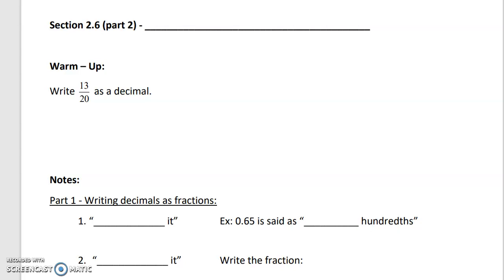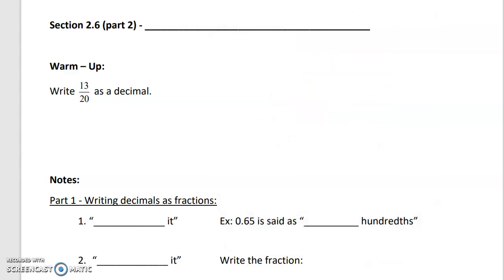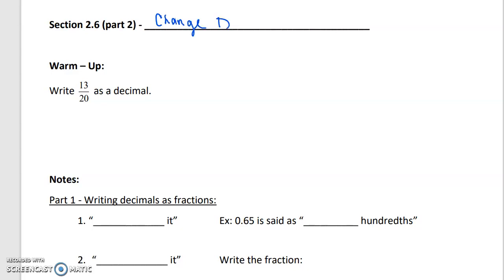Everyone, let's get started looking at section 2.6 part 2. So in the first part of section 2.6, we were looking at changing fractions into decimals. And now we're going to go back the other way. So we are going to change decimals into fractions.